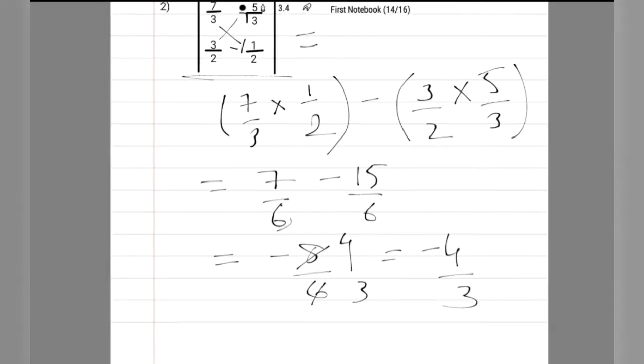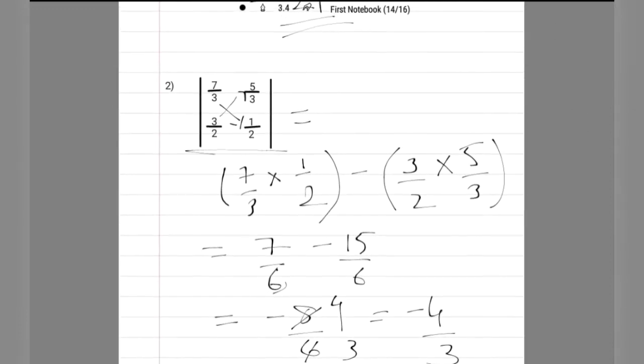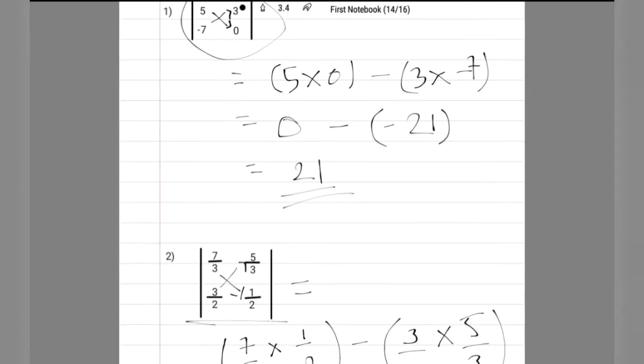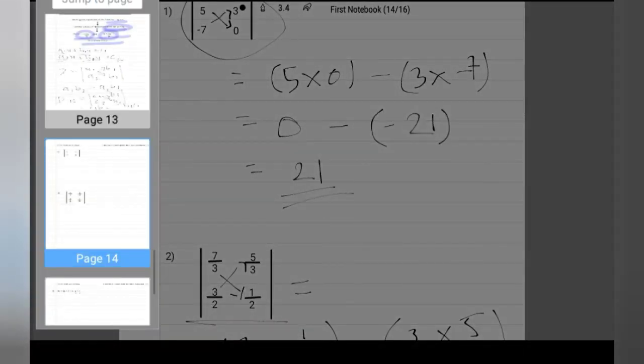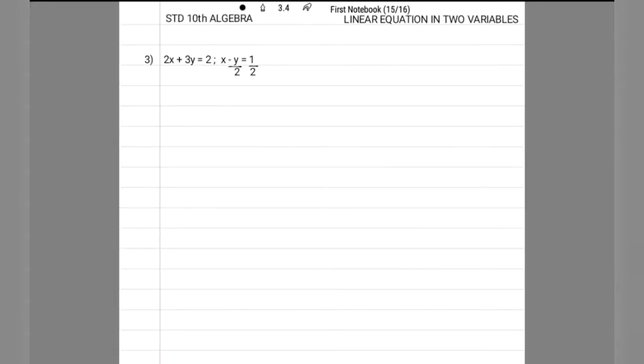So these were the two examples from your textbook itself, and I have tried to explain them. I hope you have understood it. So let's see now how to solve two linear equations using Cramer's rule. Now we have two equations, that is 2x plus 3y is equal to 2 and x minus y by 2 is equal to 1 by 2.